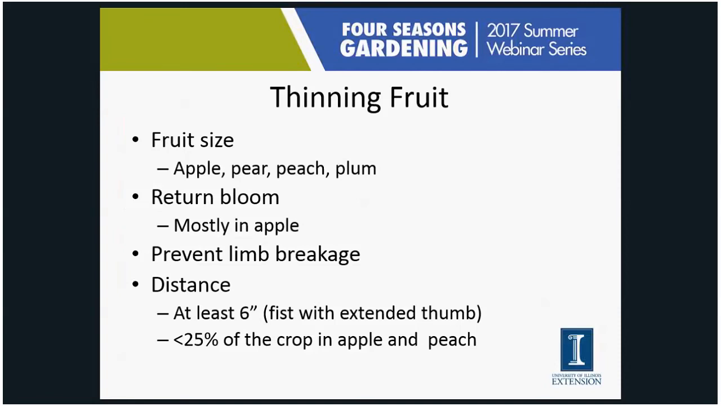Prevent limb breakage. As an extension educator, I get a lot of calls or questions about limbs breaking and what to do, but the best thing to do is to make sure that your fruit has been adequately thinned, so you have the proper distance between the fruit, usually 6 inches, your fist with your thumb extended, and so you're going to be reducing about 25% of the crop in apple and peach.